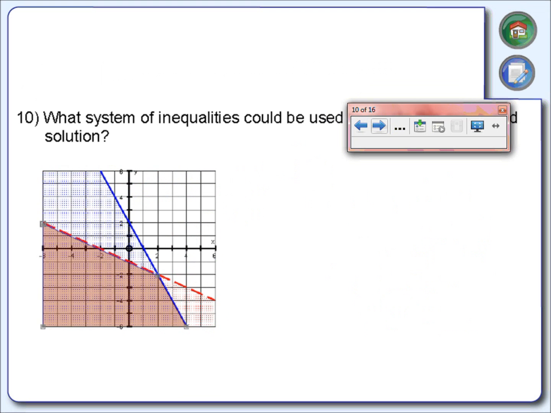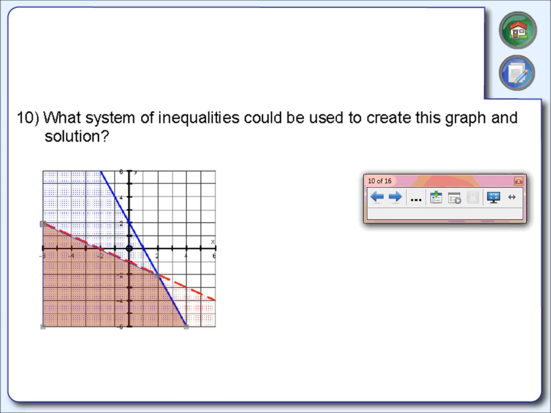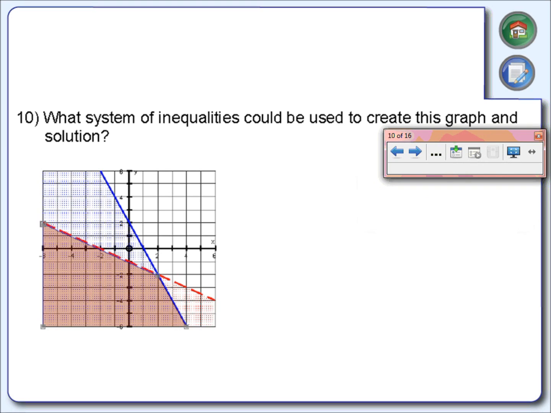All right, we got one last thing here that we need to look at. Down at the bottom of your page, number 10, it says, what system of inequalities could be used to create this graph and solutions? Now, it's kind of hard to tell on yours because the copy machine doesn't do a very good job of doing that shading for you. So let's look at this one up here on the board. The first one, the blue one.